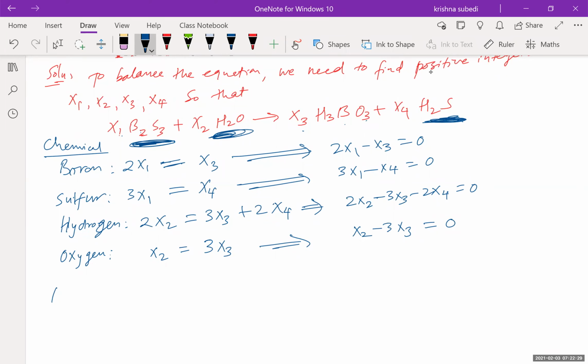Now we have a homogeneous system of equations and we want to solve it. To solve the system, consider the augmented matrix. You can solve by any method that you like, but I strongly encourage you to use the method of changing it into echelon form. To solve the system, consider the augmented matrix.